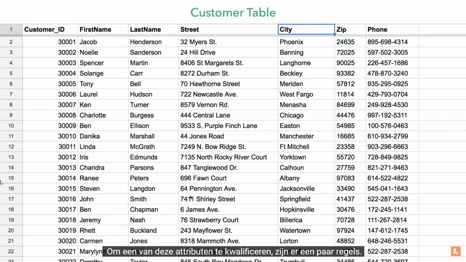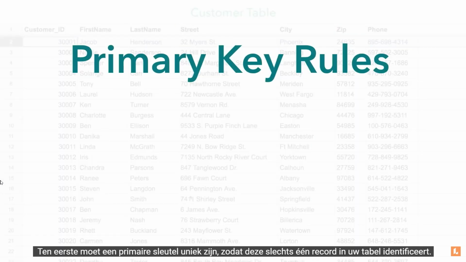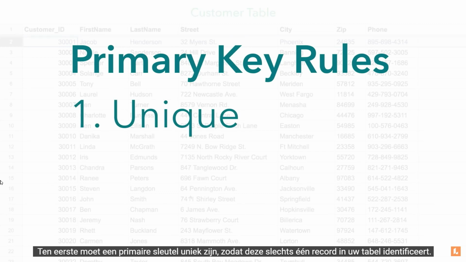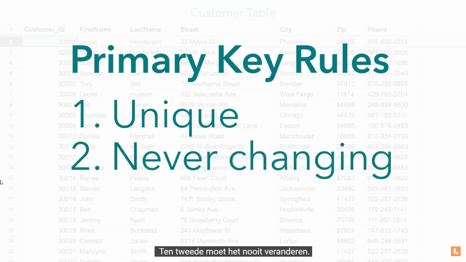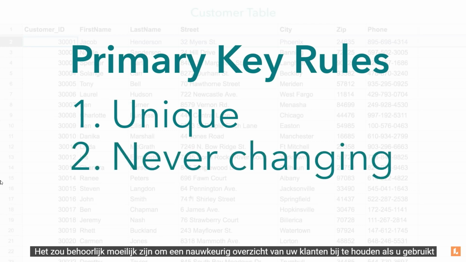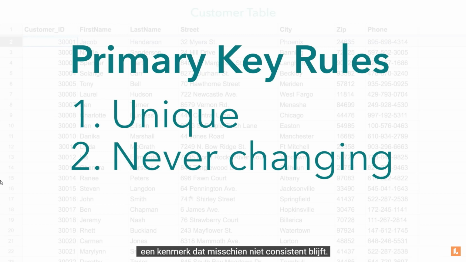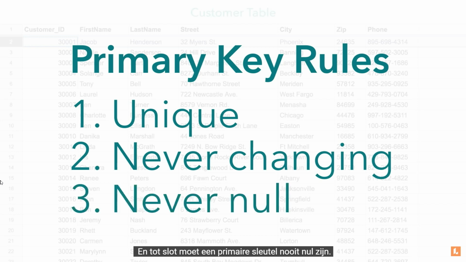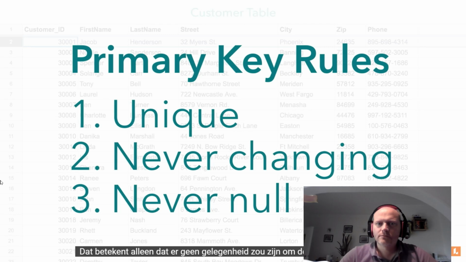For one of these attributes to qualify, there are a few rules. First, a primary key has to be unique, so that it identifies only one record in your table. Second, it needs to be never changing. It'd be pretty difficult to keep an accurate record of your customers if you're using an attribute that might not stay consistent. And finally, a primary key needs to be never null. That just means there wouldn't be an occasion where the value could be left blank.